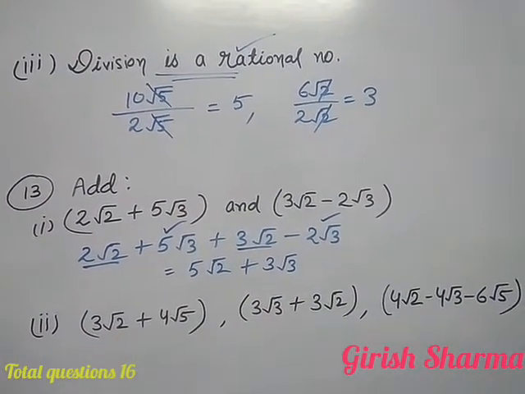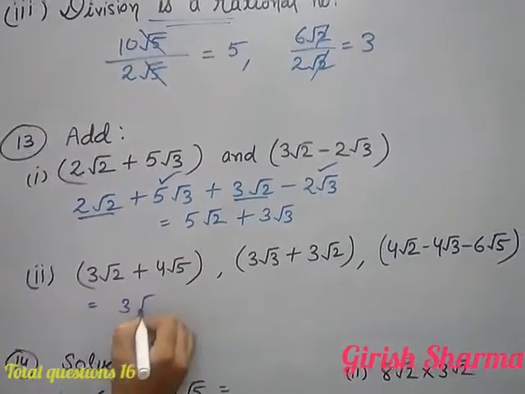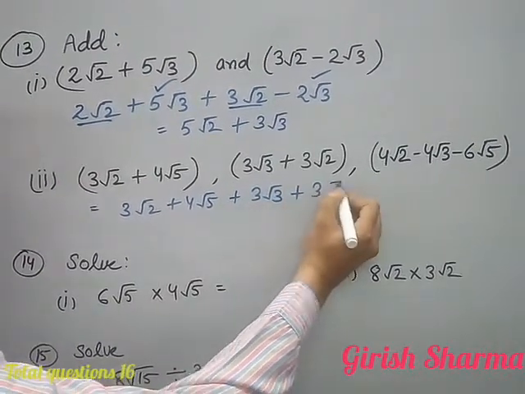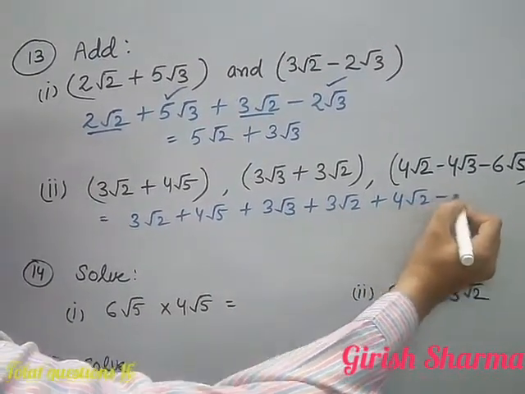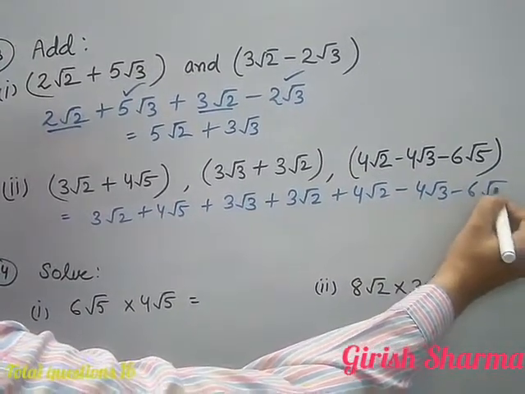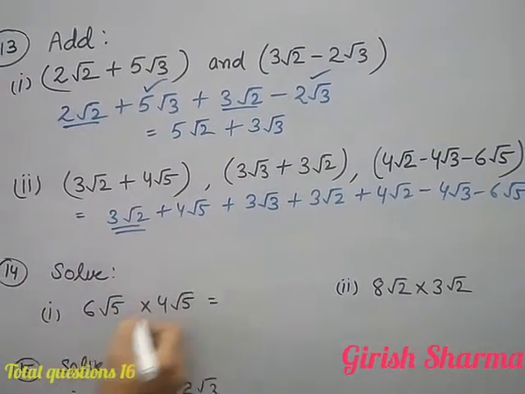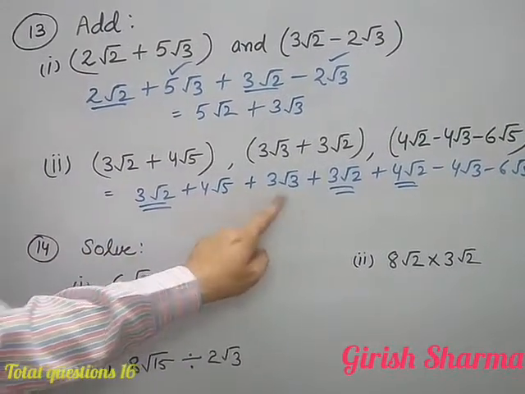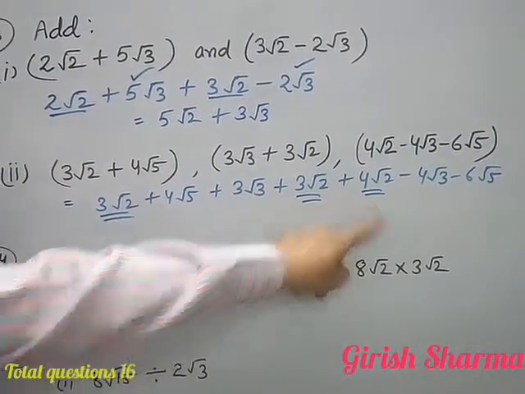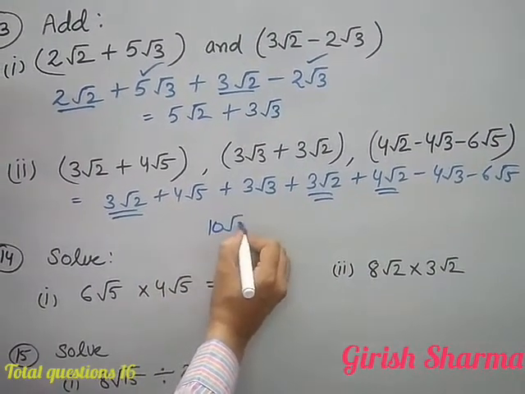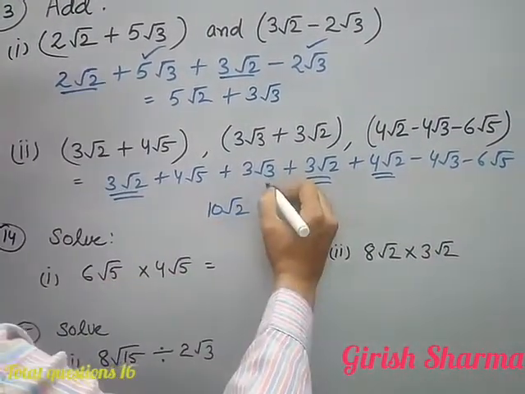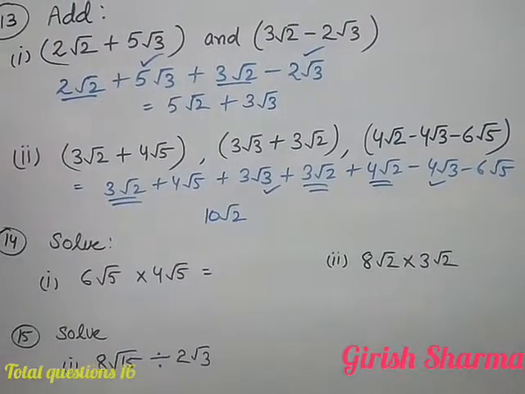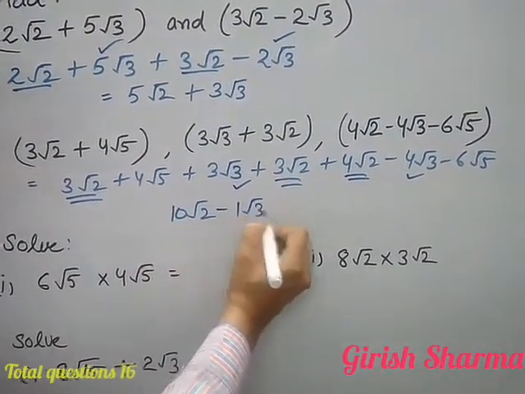Next one, you have to add like this. You have to perform it in an objective exam and do it very fast without taking more time. See the like terms of root 2. Root 2 is here, here, and here. 3 plus 3 is 6, 6 plus 4 is 10. This is your 10 root 2. What about the term root 3? Root 3 is here and here. Plus 3 root 3 and minus 4 root 3 will be minus 1 root 3.